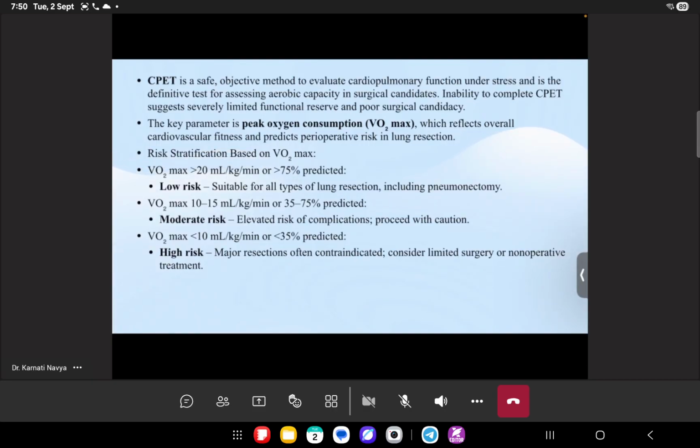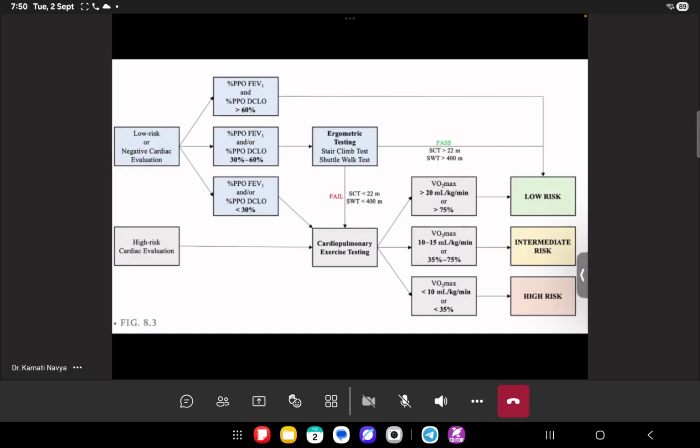If it is between 10 to 15 ml per kg per minute or between 35 to 75% predicted, it is considered moderate risk with elevated risk of complications, and we should proceed with caution. And if it is less than 10 ml per kg per minute or less than 35% predicted, it is considered high risk. Major resections are often contraindicated; consider limited surgery or non-operative treatment.